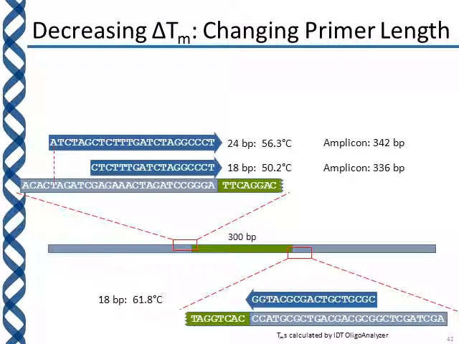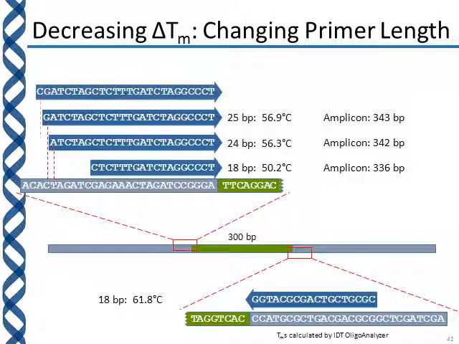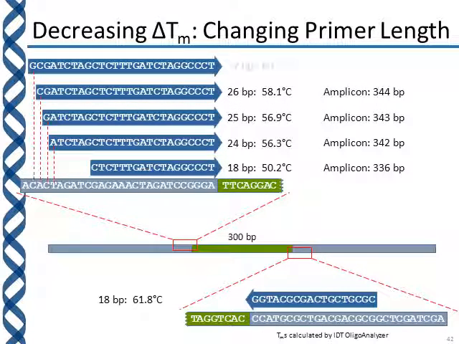Because of the additional length of the primer, we do add a little bit more to the final amplicon. So we extended the primer itself by 6 base pairs, which means that the final amplicon is also 6 base pairs longer. So this TM is certainly more compatible with that of the reverse primer in this situation. So let's go out just 1 base pair further. Now we're looking at 25 base pairs and a TM of 56.9.